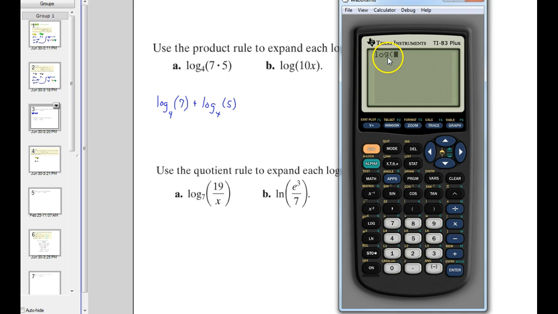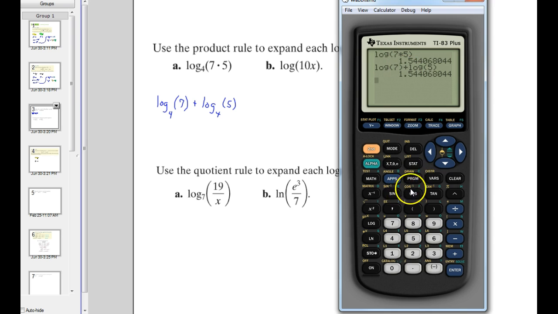what I'm going to show you, even though I'm using log base 10, which is the common log, it works also for any log base. So I'm going to put in 7 times 5. Alright, the log of 7 times 5, ignoring the 4 for now, equals this. And if I type in the log of 7 plus the log of 5, I'm just showing you that it does work. So we get the exact same thing. Okay, so this log property works.